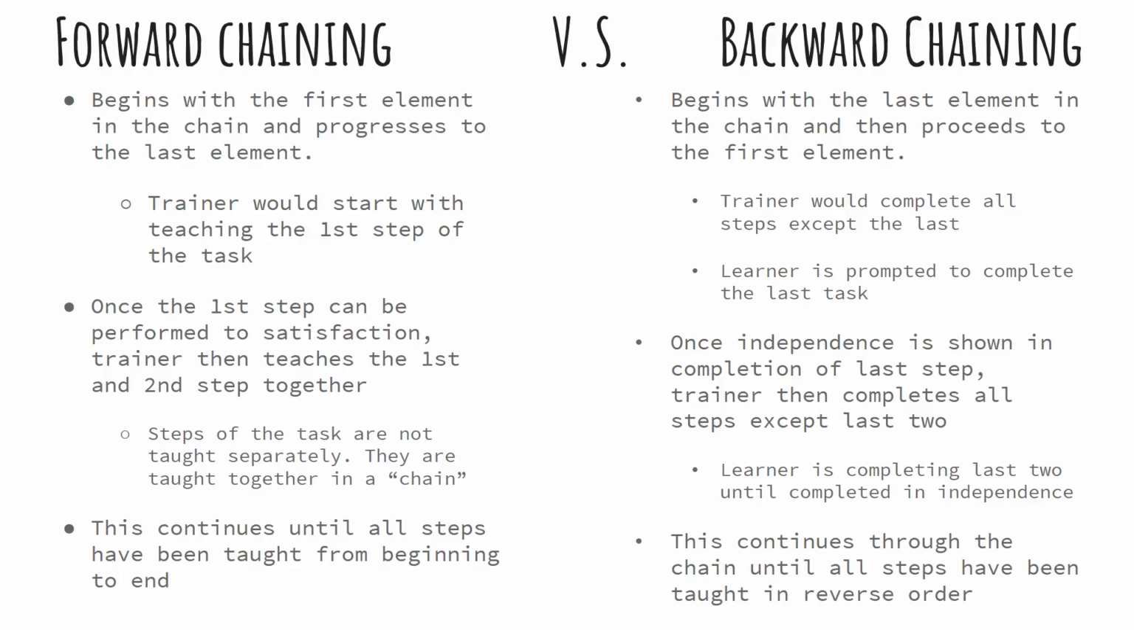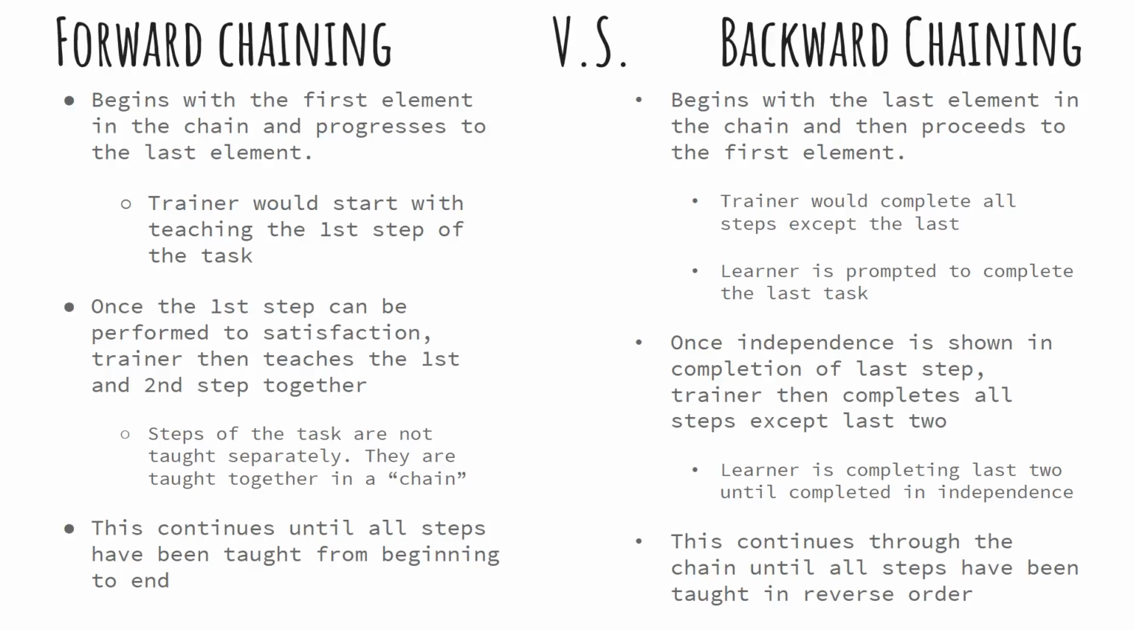Forward chaining versus backward chaining. Forward chaining begins with the first element in the chain and progresses to the last element. Trainer would start with teaching the first step of the task. Once the first step can be performed to satisfaction, trainer then teaches the first and second step together. Steps of the task are not taught separately. They are taught together in a chain. This continues until all steps have been taught from beginning to end.